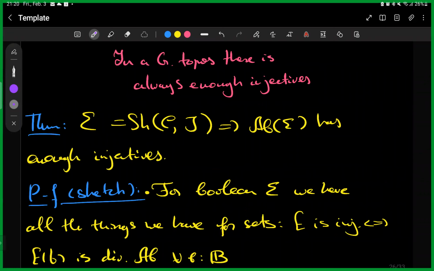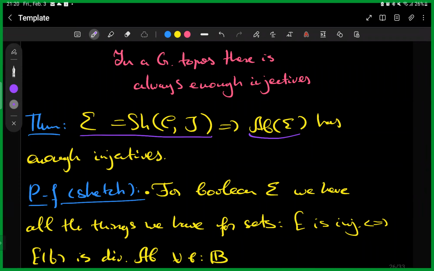So now we arrive at something about homological algebra at last. We have the following theorem. Assume that we have a Grothendieck topos E, then the category of abelian group objects in E has enough injectives. And the way we go about proving this theorem is the following.